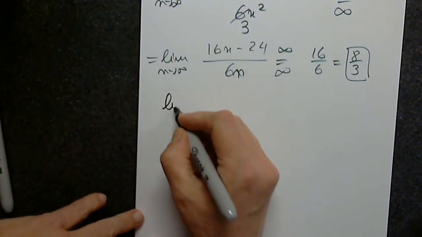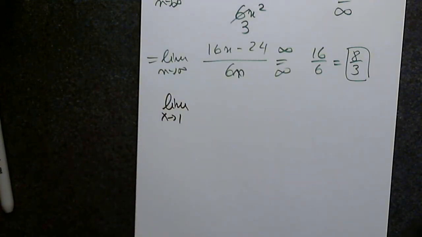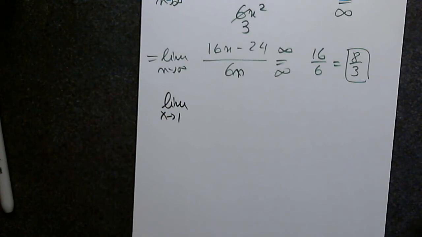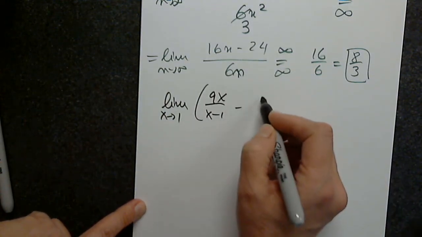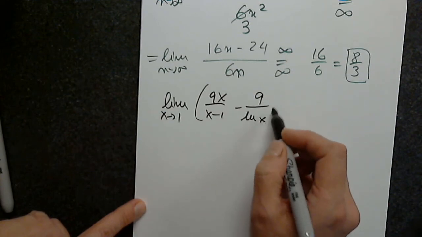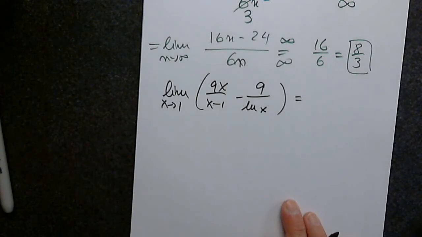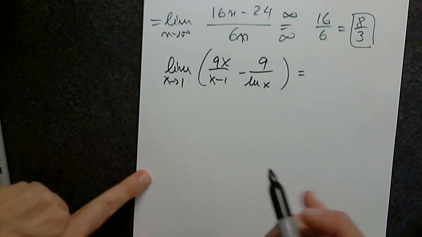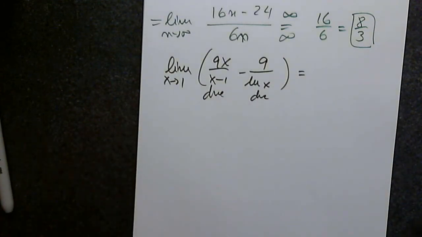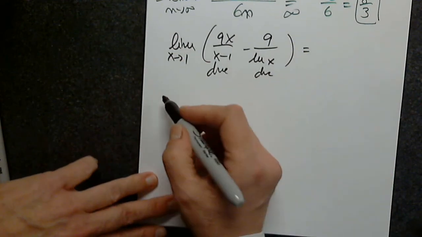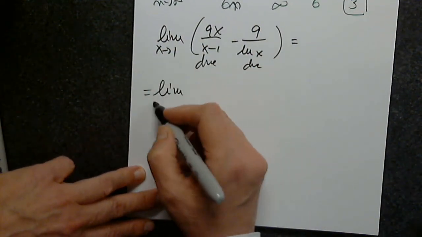So let's do that. Limit as x approaches 1 of 9x over x minus 1 minus 9 over natural log x. Okay. So even if you say it's infinity minus infinity, you can't. This is d and e, and this is d and e. You can't even say that. So before we even identify what type of this is, I have to find the least common denominator.